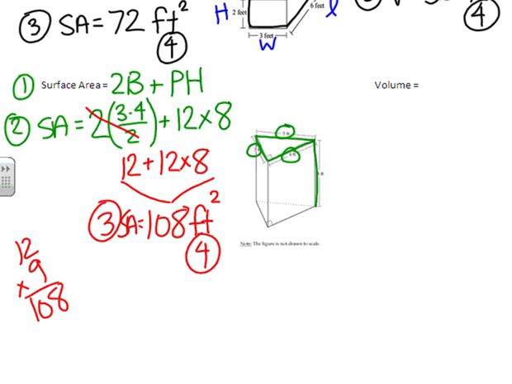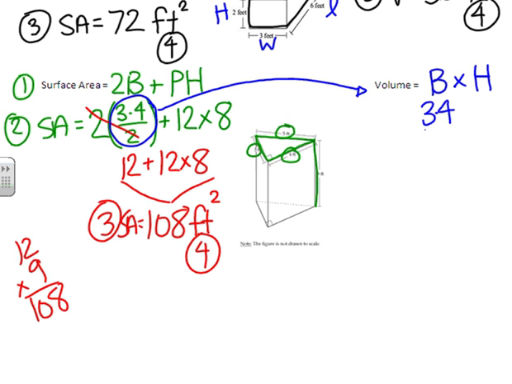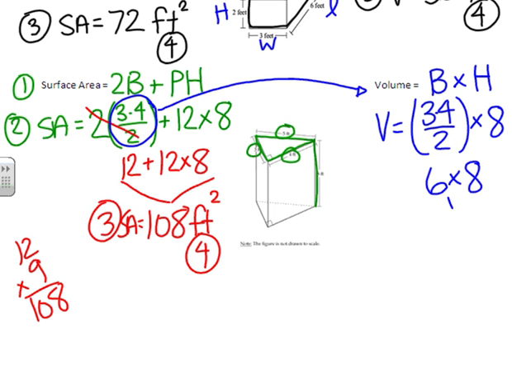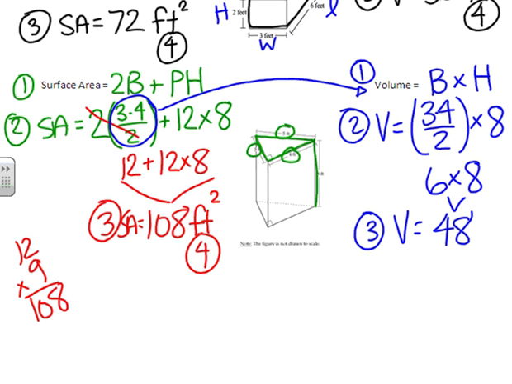All right, and now for volume. Just like before, volume equals area of the base times the height of the prism. Okay, we already found area of the base, so I'm going to use that over here. So 3 times 4 divided by 2, all times the height. Okay, so 12 divided by 2 is 6, and 6 times 8 is 48. So step 1, step 2, step 3, and this is volume, so we're going to do feet cubed.